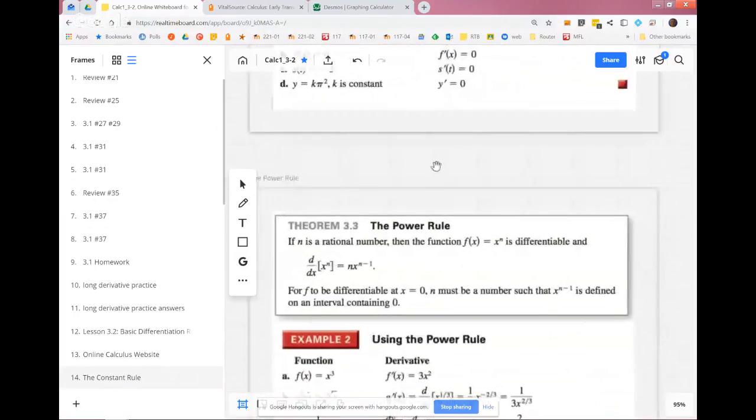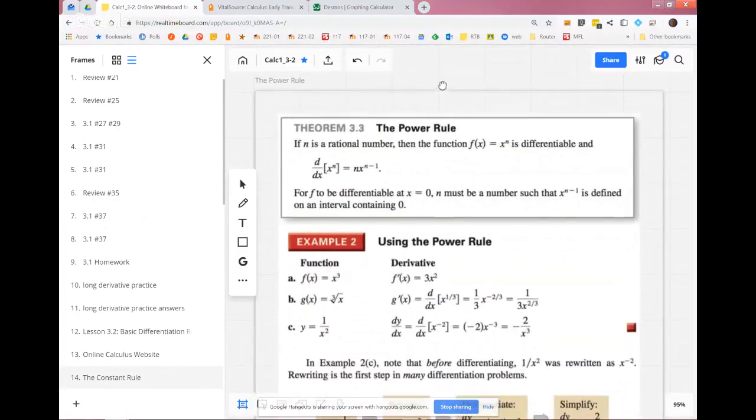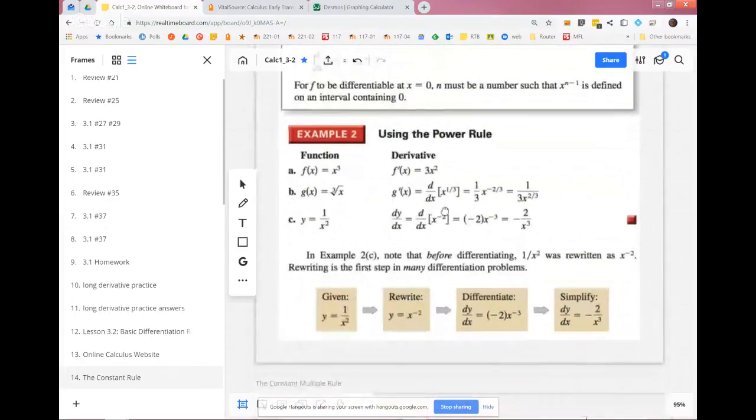Okay? Next one is, I don't know, probably my favorite. It's called the power rule. And the power rule says if you have x to a power, all you have to do to take a derivative is take that power, multiply it times the entire quantity, and reduce the power by 1. Let's look at the examples right here.